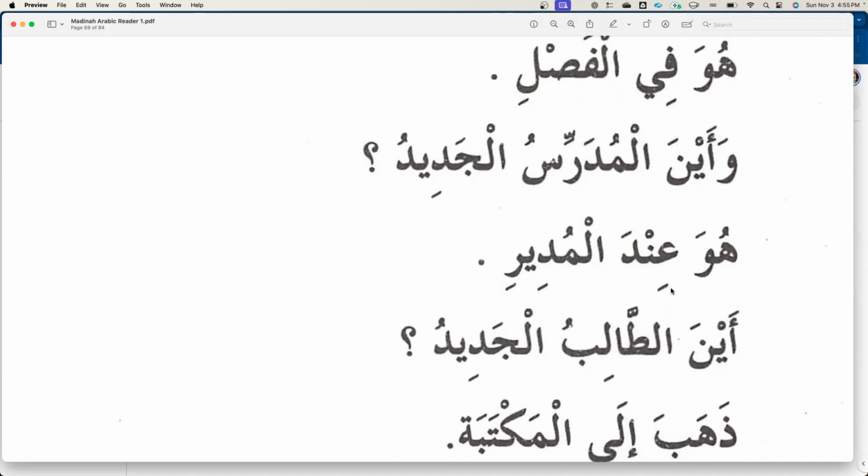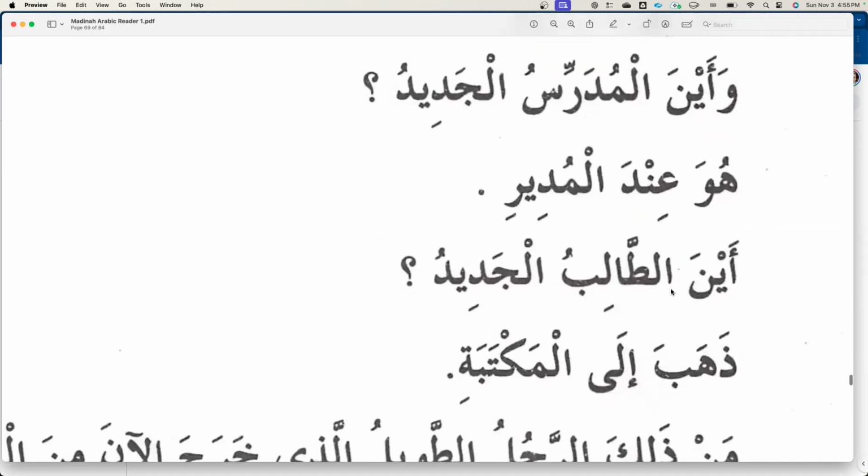خلف الولد, behind the boy, right? Same thing عند المدير, with the principal or next to the principal or at the principal. Okay.